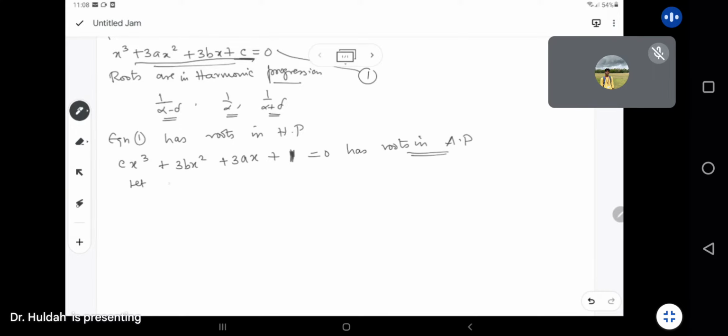So let us assume the roots to be alpha minus d, alpha, alpha plus d. Now, we have to be very careful here. We should write: be the roots of equation 2. Equation 2 is what I have written. I have formed the equation. I know that the roots are in AP, so I am assuming the roots like this. But when we write the answer, finally we should write it for AP. So let us solve for this.